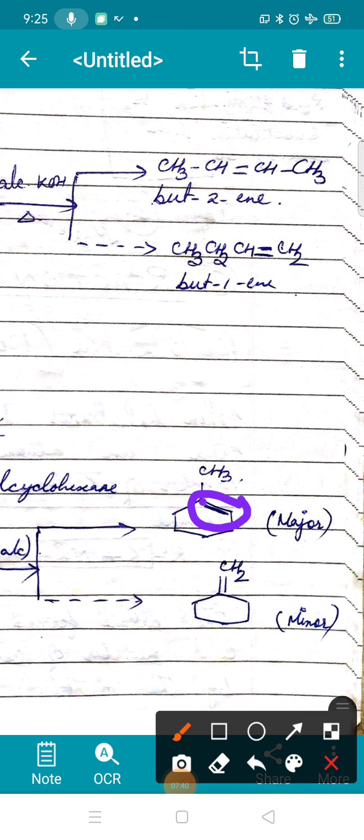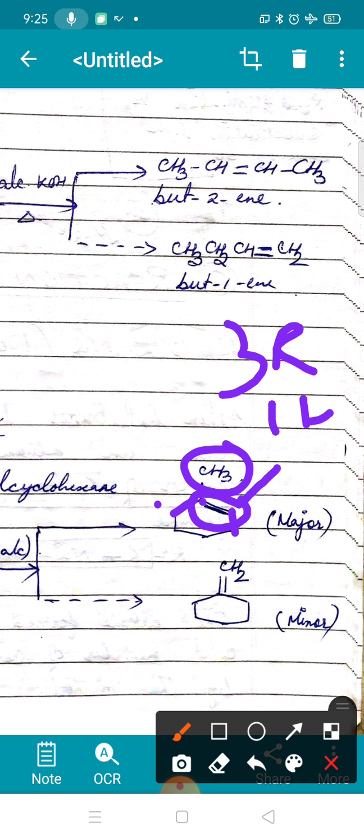So this carbon is having a CH3 group, considered an alkyl group. This is also attached to another carbon. So there are two carbons here. And this is again attached to another carbon. So altogether I have three alkyl groups. And here at this corner we have one hydrogen to satisfy the valency of carbon.